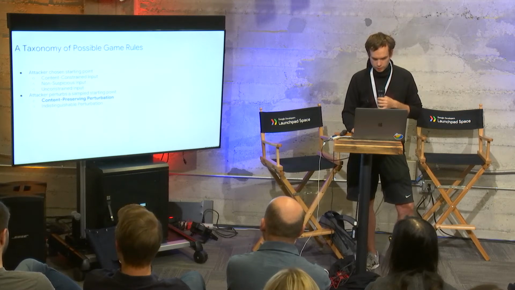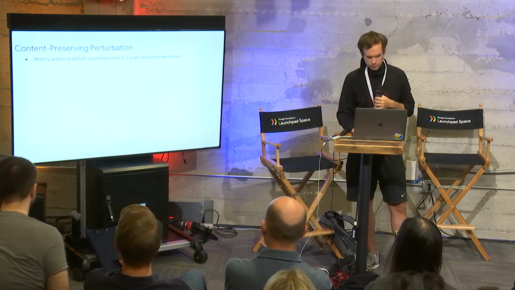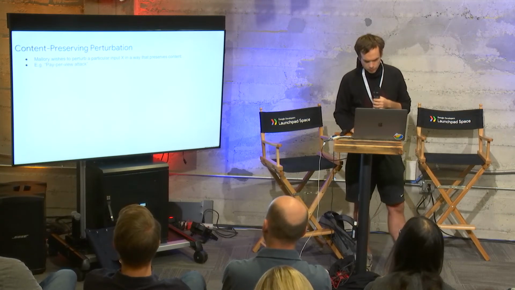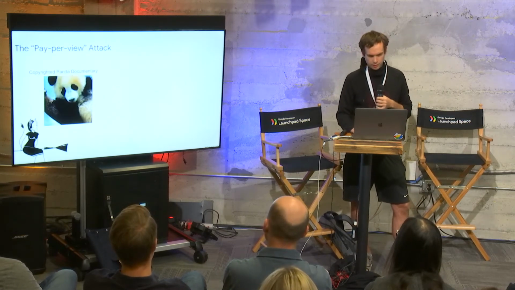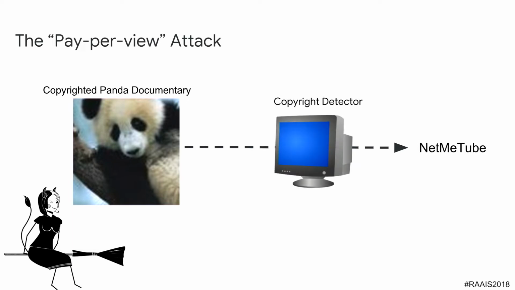Right, so next is what we call the content preserving perturbation. This is where malware wishes to perturb a particular input X in a way that preserves content. An example of this is what we call the pay-per-view attack. Suppose Mallory has a copyrighted Panda documentary that she wants to upload to NetBeatTube. But NetBeatTube has a copyright detector, and so if she just uploads the video directly, the copyright detector will see it and basically say, that's copyrighted, take that down. And so what Mallory needs to do is basically modify the video in a way that the copyright detector no longer recognizes the video.